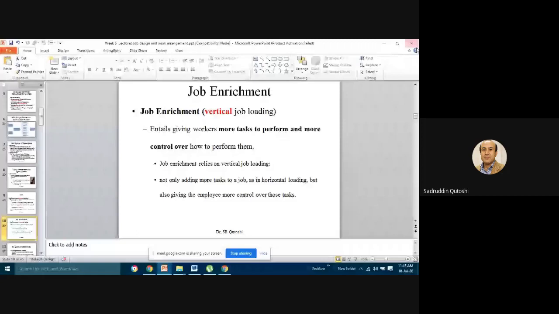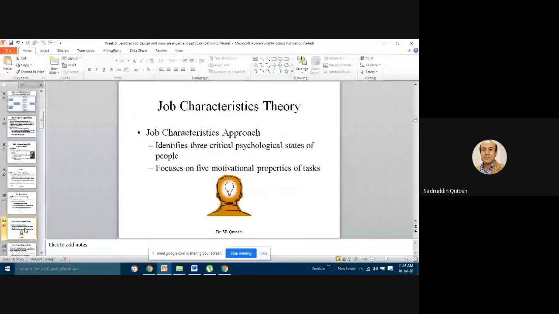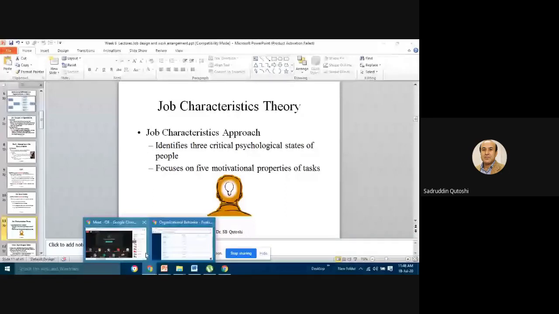So that's how you can understand this particular nature of job enlargement and job enrichment with specific reference to job specialization. So I think this is how we can understand job design.